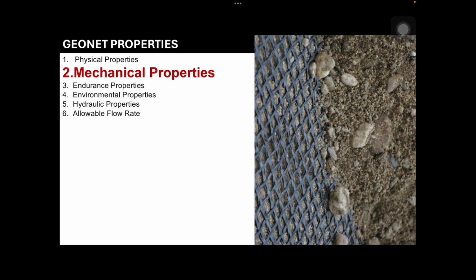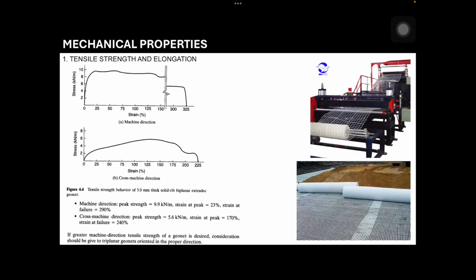So, next, its mechanical properties. Mechanical refers to its performing characteristics: performance under tensile stress, tensile strength, and elongation. Of course, our materials are tested, and for geonets, their tensile strength is tested. Though it's not really used, because usually geonets are used in drainage, you don't need the tensile capacity of geonets for tensile stress.